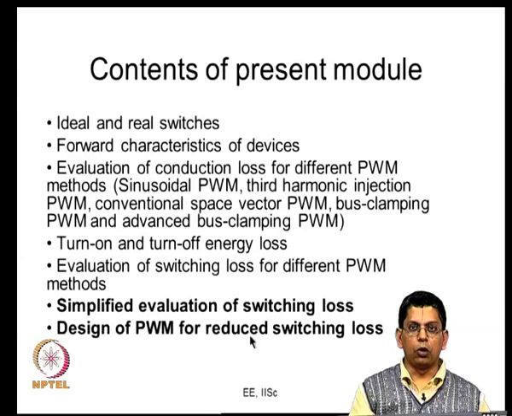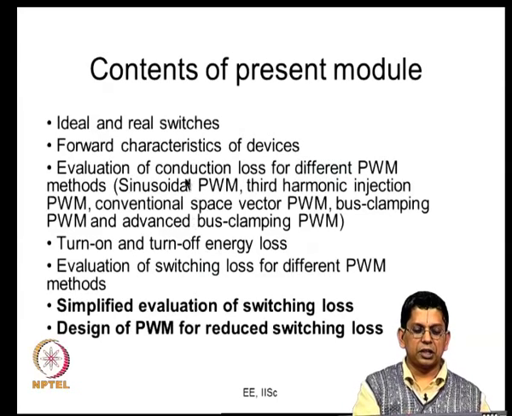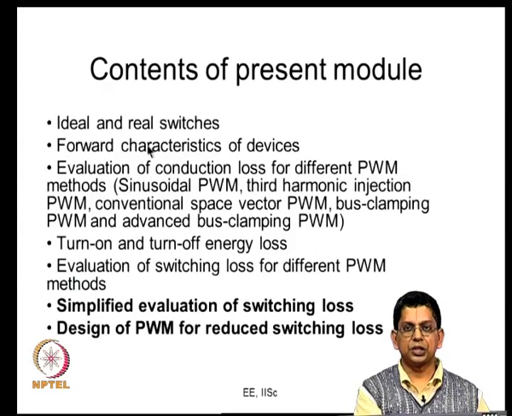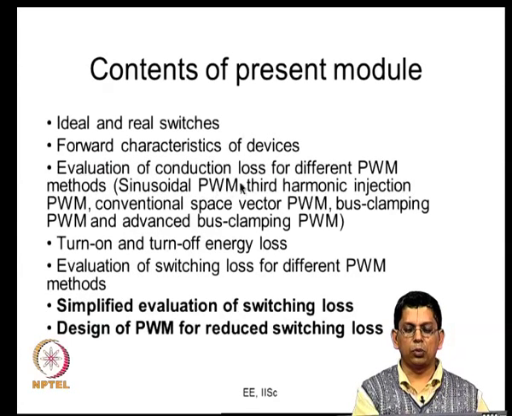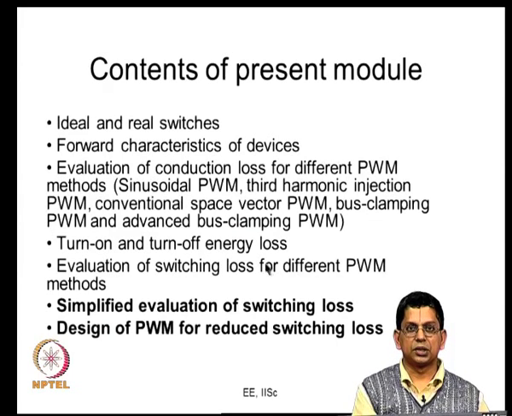As I just said, we covered all these aspects in the previous lectures: there are ideal switches and there are real switches. Real switches have forward drop, and therefore there is some finite amount of conduction loss, and we evaluated this conduction loss for the different PWM methods. We also discussed the turn on and turn off energy loss, and how to evaluate the switching loss for different PWM methods. This was based on the turn on and turn off energy loss, which is a function of the operating conditions.